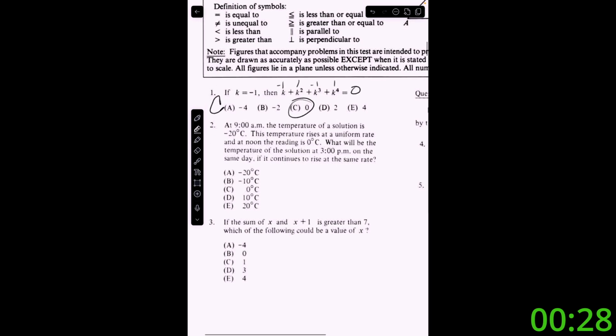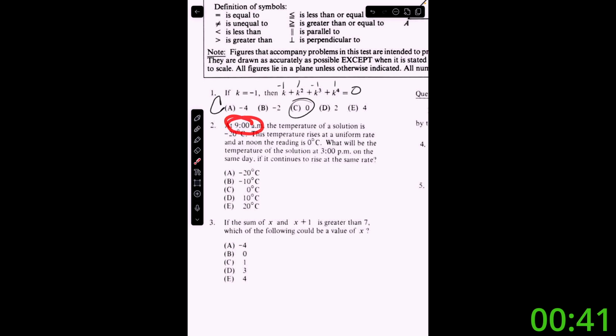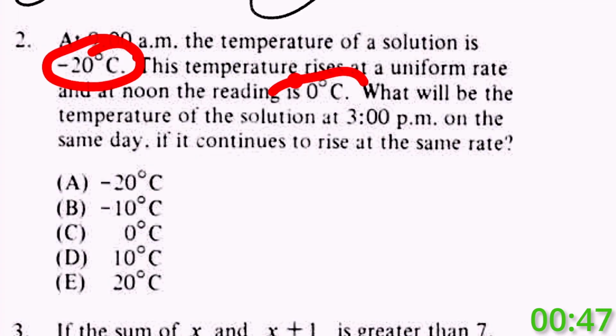Number 2. At 9 a.m., the temperature of a solution is -20 degrees Celsius. This temperature rises at a uniform rate, and at noon, the reading is 0. So I immediately see I've got important things here. 9 a.m. and noon are times, and they're 3 hours apart, and the temperature rises 20 degrees. So 3 hours, 20 degrees. Okay, what will be the temperature at 3 p.m.?